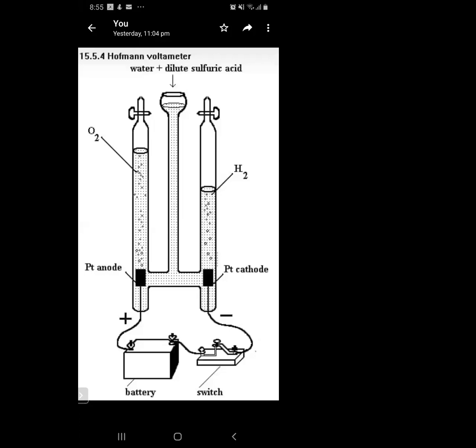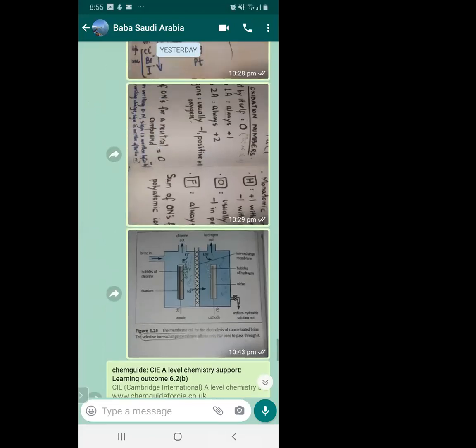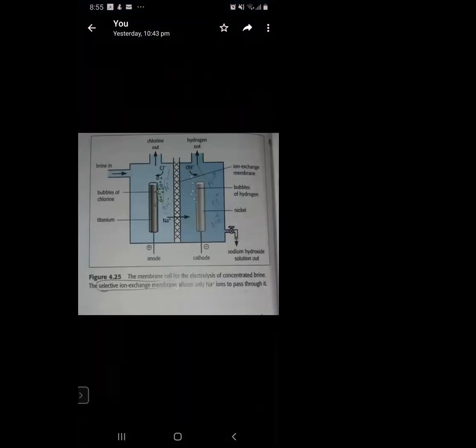Then we will discuss the industrial electrolysis of concentrated sodium chloride. Now, I discussed the concentrated sodium chloride electrolysis with you, right? The same phenomenon is working in here, but they have given it a special design, this special apparatus. Why? So that the products can be separated. They are not allowed to react with each other, and we can collect each product separately, safely. This is more economical.